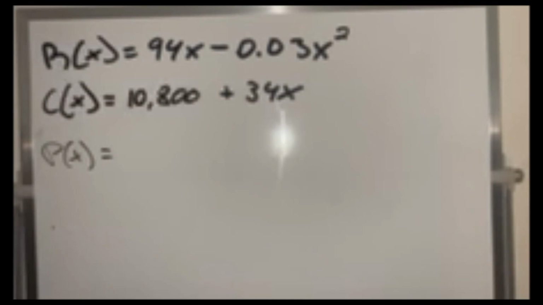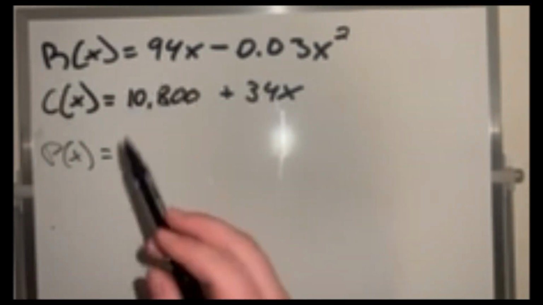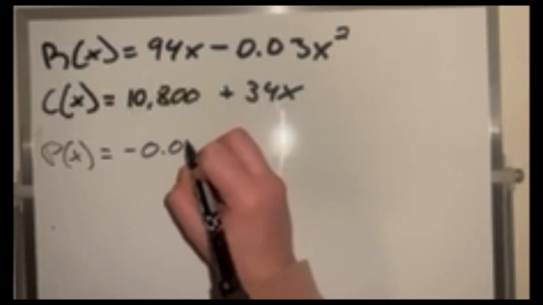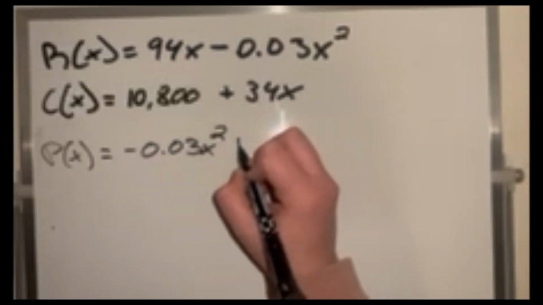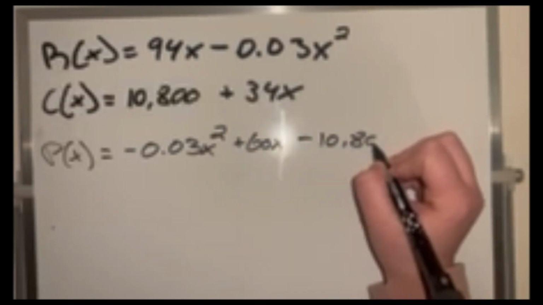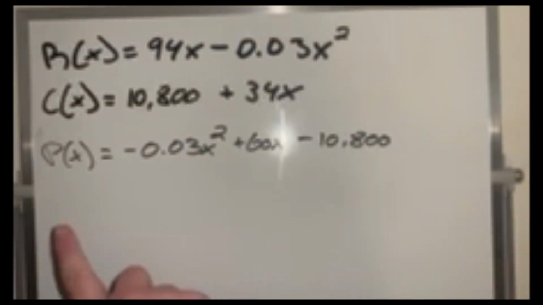To find your profit function, you will first subtract C of x from R of x, and once doing so, you will get negative 0.03x squared plus 60x minus 10,800.